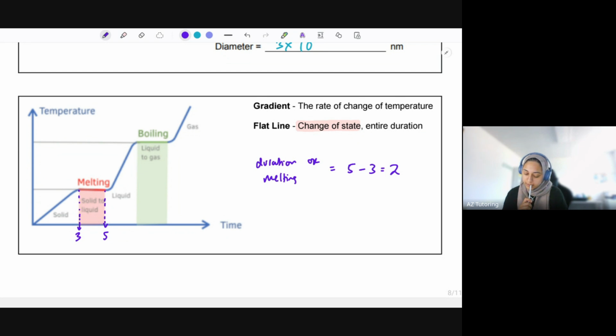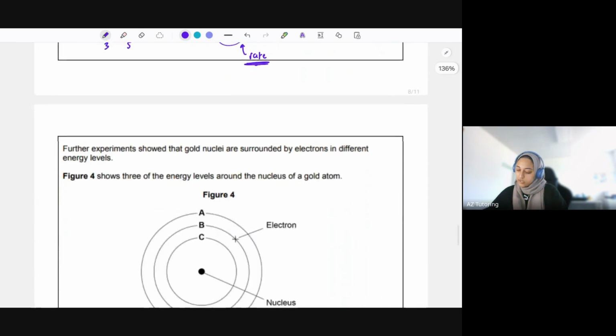What else do you need to know about that? You might get asked as well, what time does it start? At what time does it start changing phase? You would just say 3 seconds in this case, when it just starts to change the phase. And as it's got a gradient, these parts here, you need to know that the gradient is the rate of change of temperature. Any graph that you get in physics, if there's time on the x-axis, it's always a rate of whatever's on your y-axis. So in this case, it's the rate of change of temperature. Keep that in mind as well.